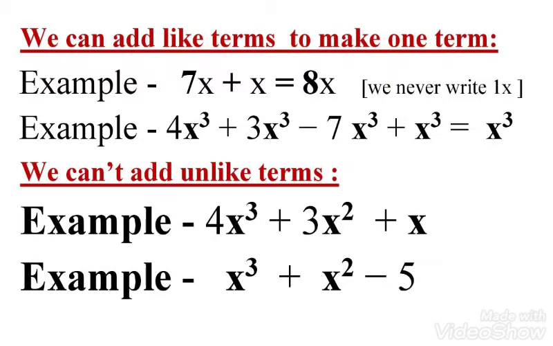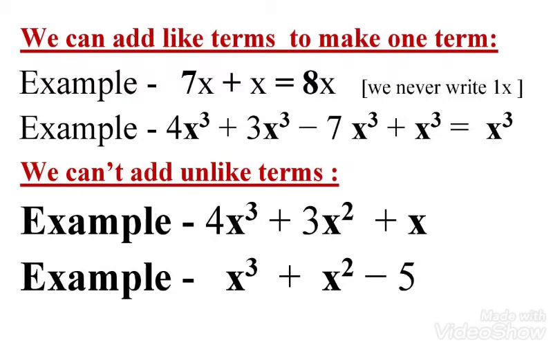Again I am repeating, please listen. We can add the like terms to make one term. We can add like terms, we can add only like terms. As 7x plus x, here the variables are same and their exponents are also same. Understand? 4x cube plus 3x cube minus 7x cube plus x cube. Here variables are same and exponents are also same. But we cannot add unlike terms.